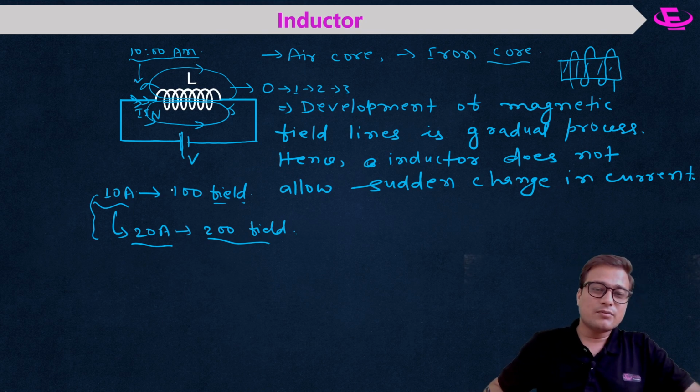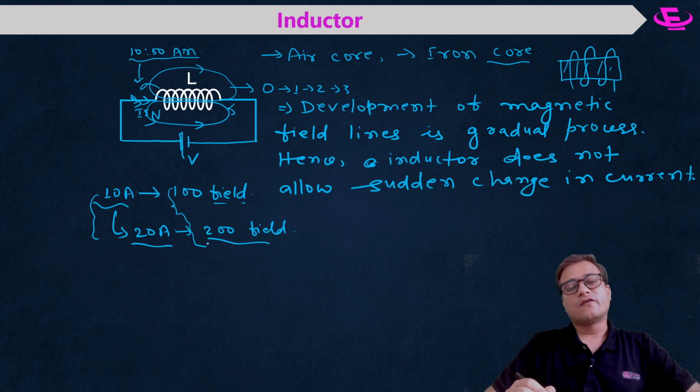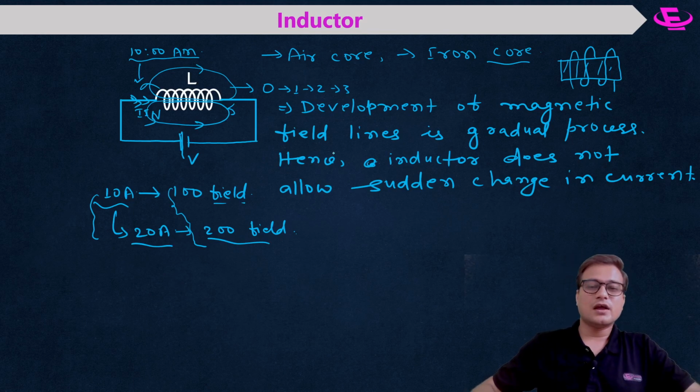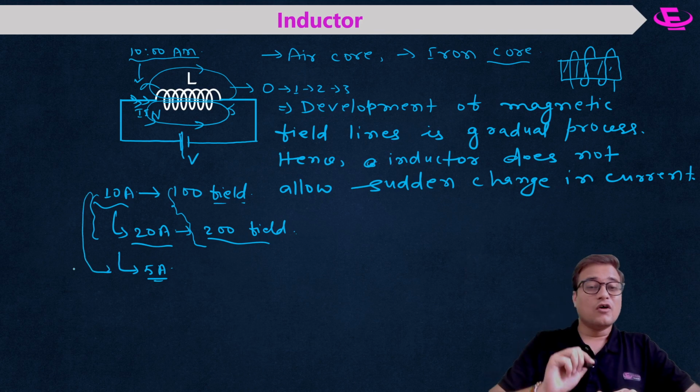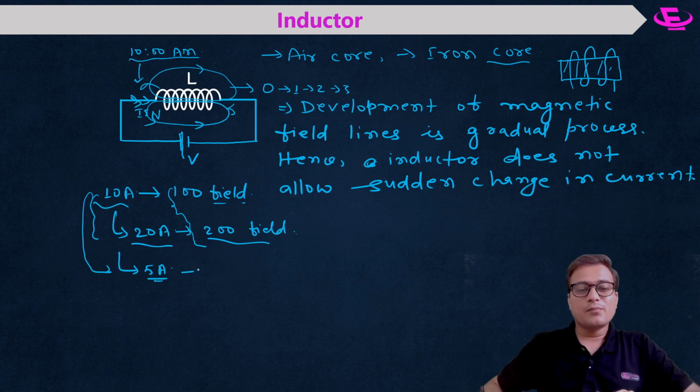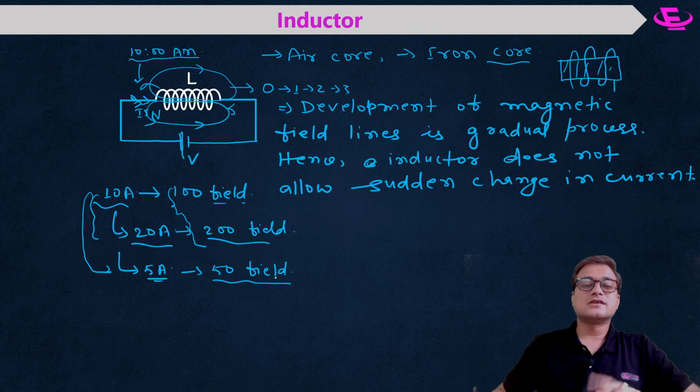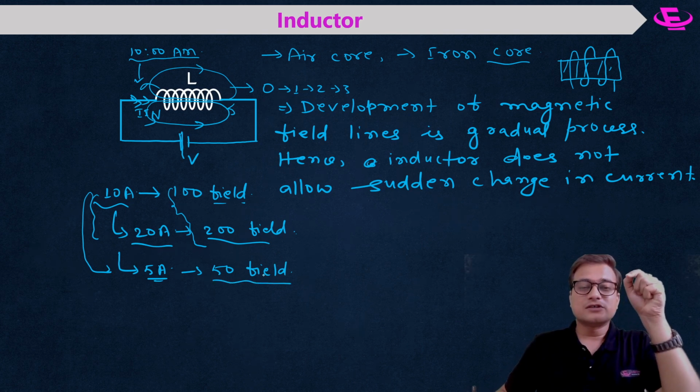It will take some time for the magnetic field to come from 100 to 200. Clear? Now your question will be, sir, what will happen if I try to change the current from 10 to 5 ampere, jumping directly to 5 ampere? For 5 ampere of current, there should be 50 field lines. So that is also not possible suddenly.